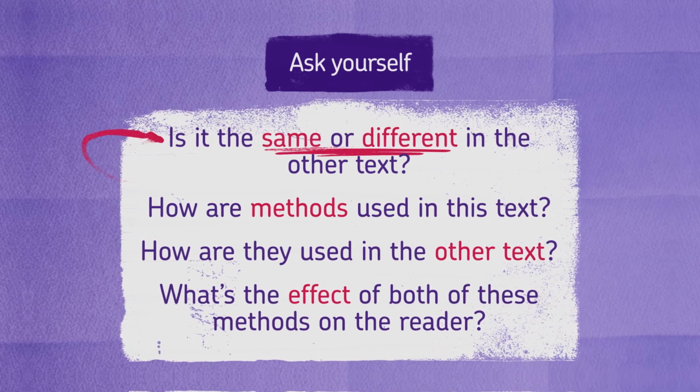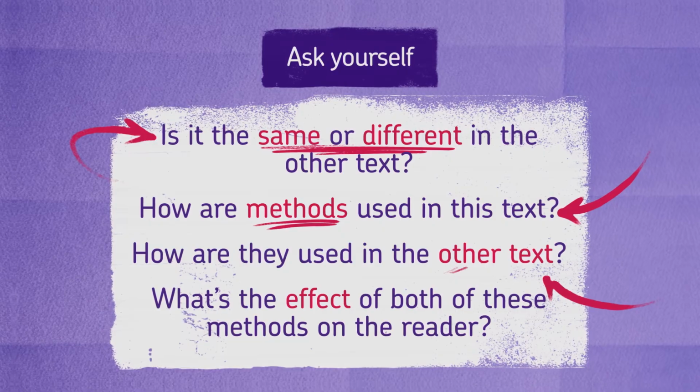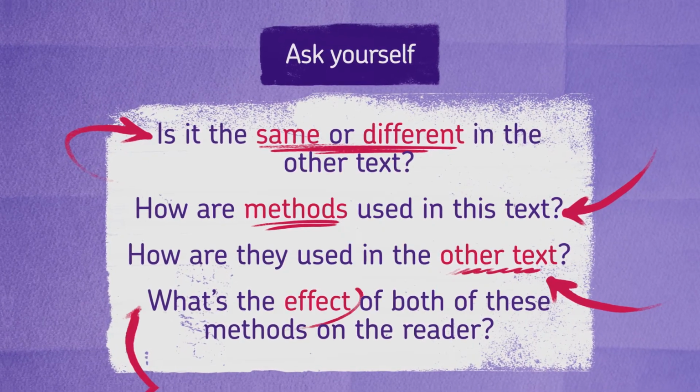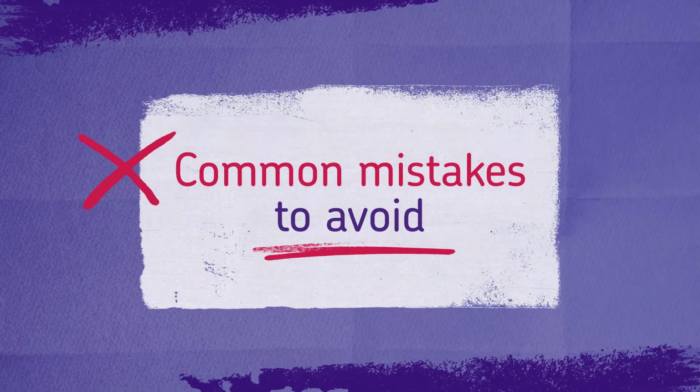Ask yourself, is it the same or different in the other text? How are methods used in this text? How are they used in the other text? And what's the effect of both of these methods on the reader? So far, we've looked at how to give an effective answer. But what should you avoid? Let's look at the things you don't want to do.